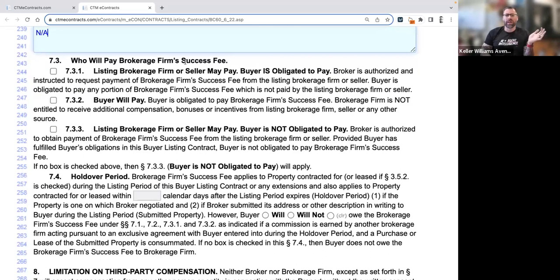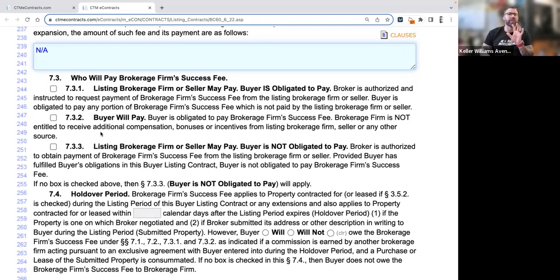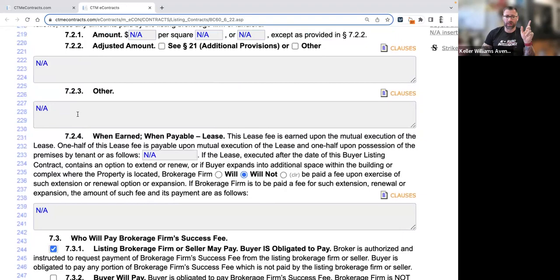As we scroll down, it says who pays the brokerage firm success fee. And there's 3 boxes, right? We have listing brokerage firm or seller may pay, buyer is obligated; the buyer will pay; listing brokerage firm or seller may pay, but buyer is not obligated to pay. All right, so check this out. I see a lot of you guys, as I'm getting these contracts, you always want to default to this one. You're like, well, I don't want my buyer to have to pay. And so we're going to leave it up to the listing agent. And this one, I tell you, you're wrong for doing that. And this is why. I'm always going to collect, it goes 7.3.1, always this one.